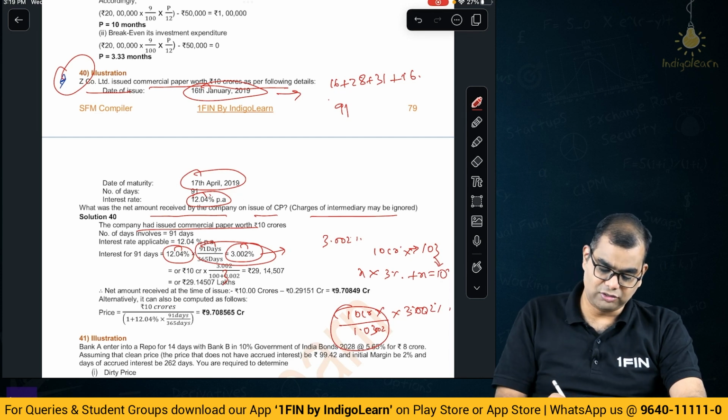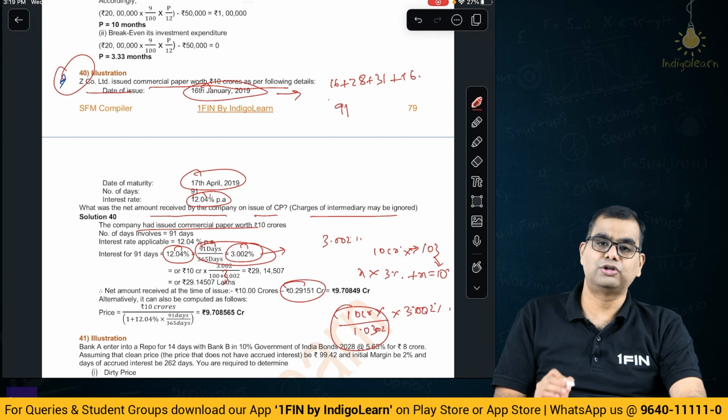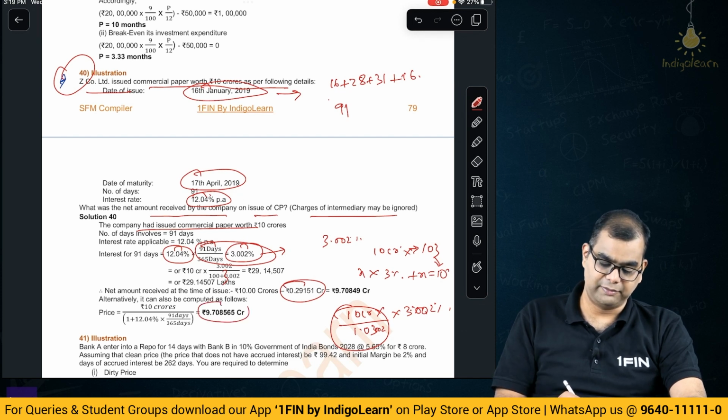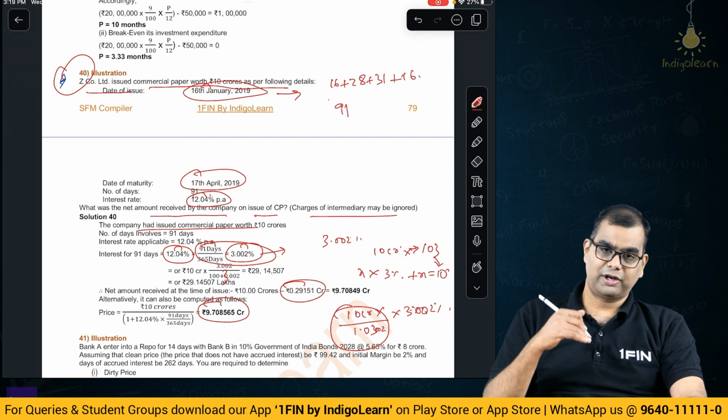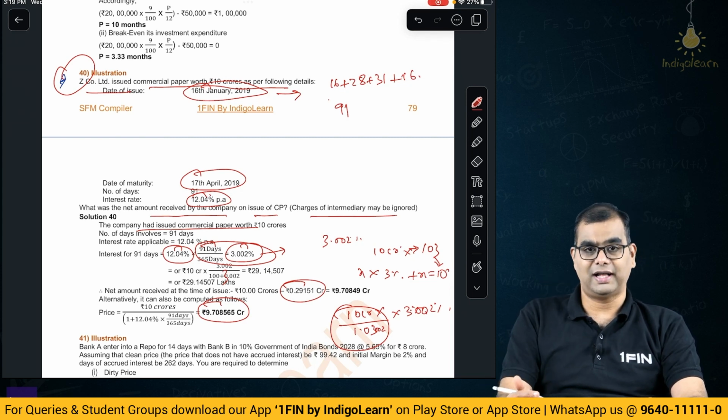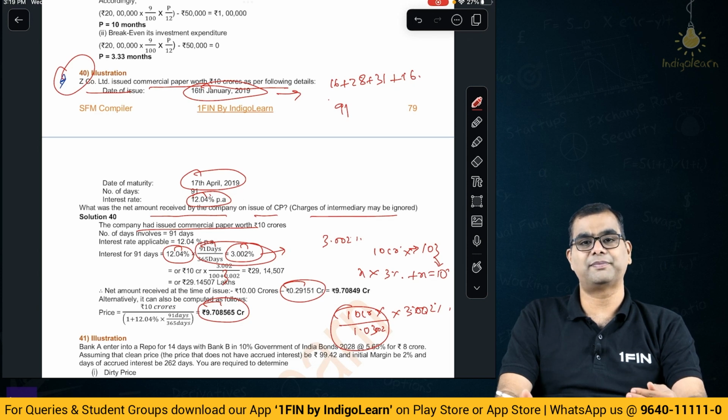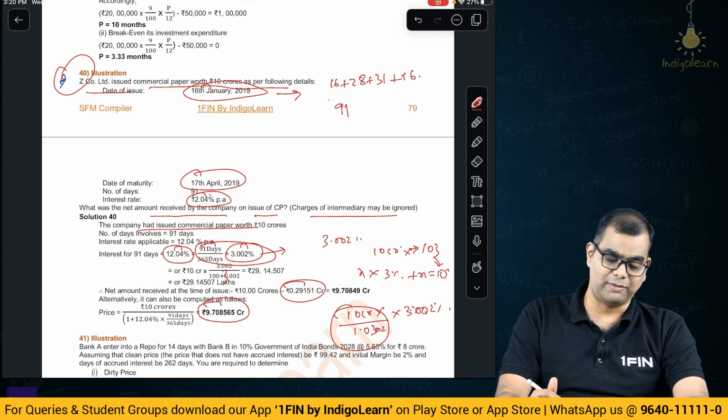That comes to somewhere around 0.29 crores. And you subtract 10 crores minus 0.29 crores, you will get 9.708 crores. Okay. So, the easiest way is, the CP that you are getting is after subtracting the interest value, and the interest rate is 12.04.